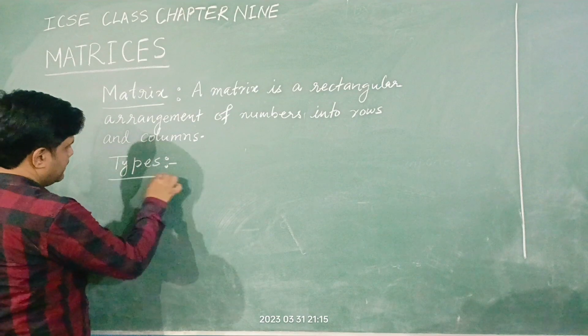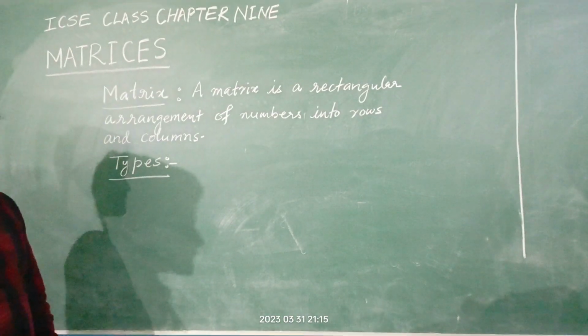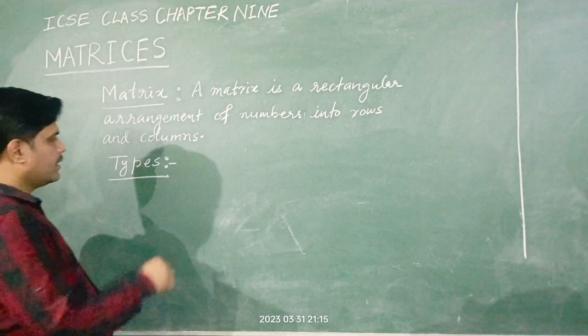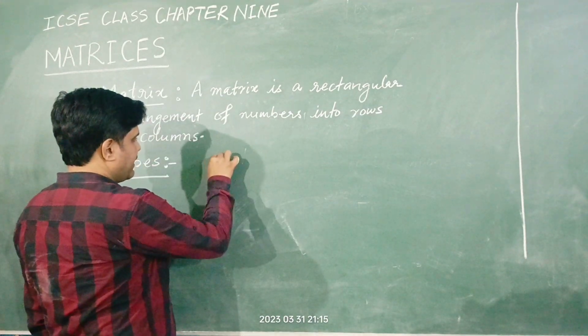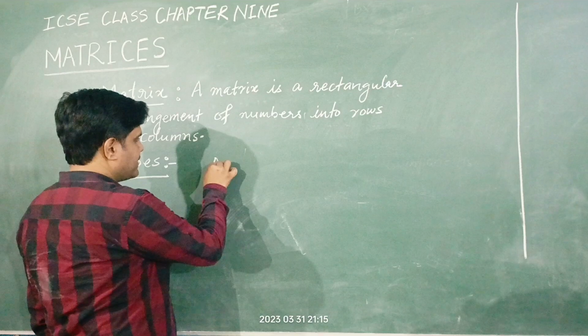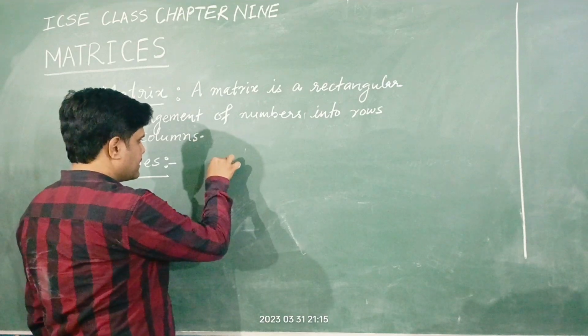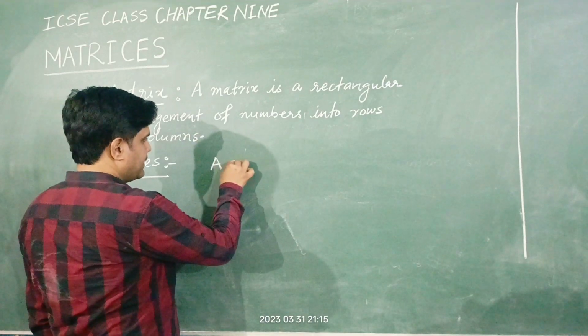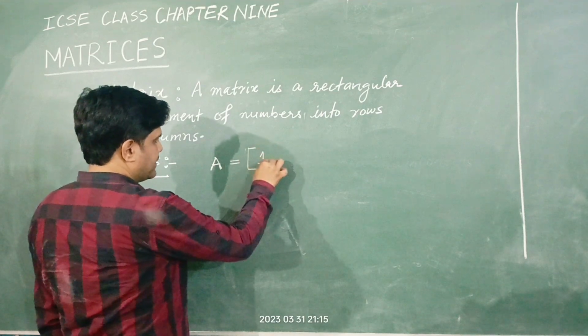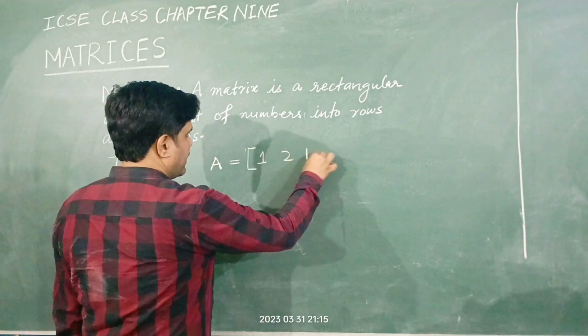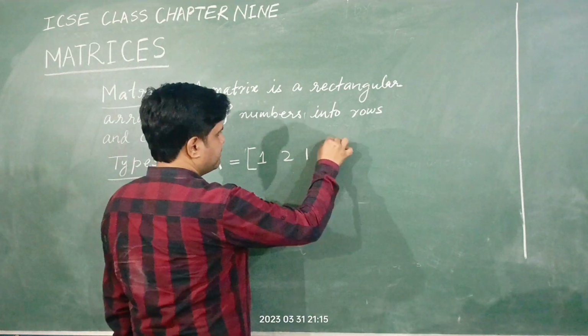Let's discuss the types of the matrices in detail. First, let me write a matrix here. As I have already told, matrices are represented by uppercase or capital letters. I'm writing here again with A. And here I'm writing a matrix. You can see 1, 2, 1 and 3.